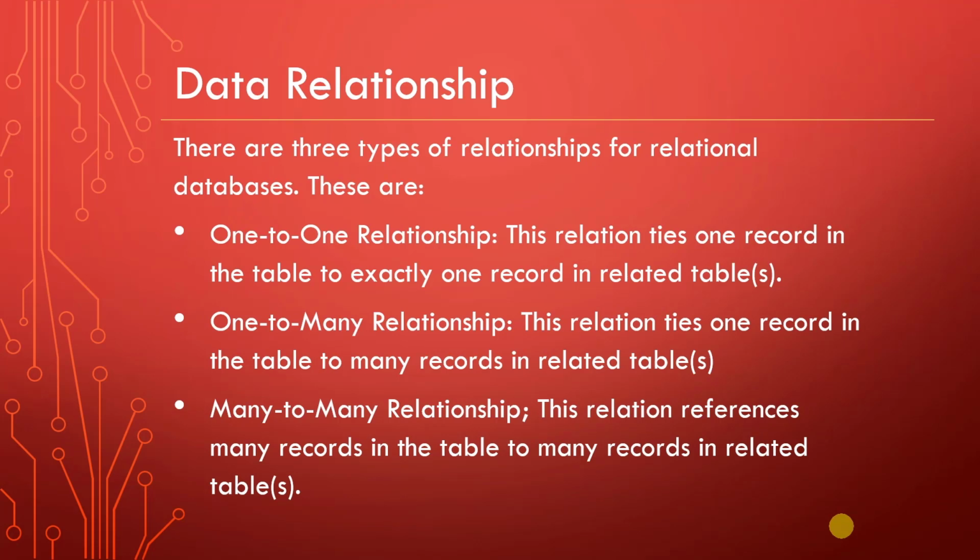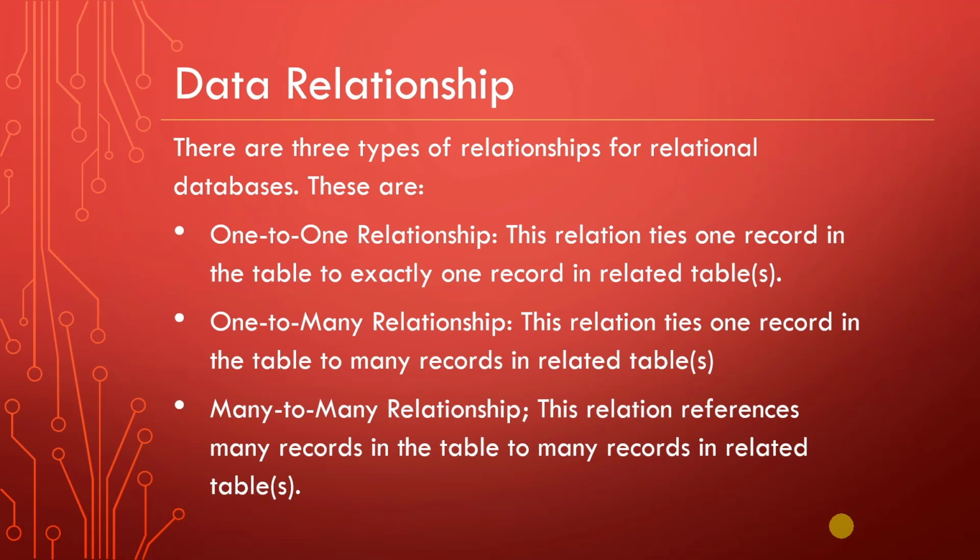In the one-to-one relationship, the related tables must have the same primary key, and that's how we identify these one-to-one relationships. And the records in these related tables cannot be repeated. So that's how we identify the one-to-one relationship.